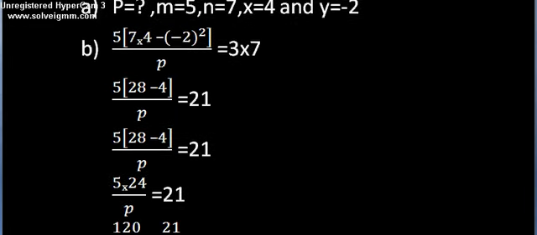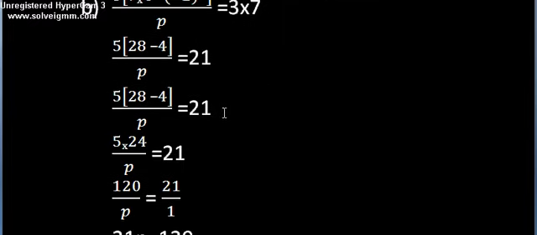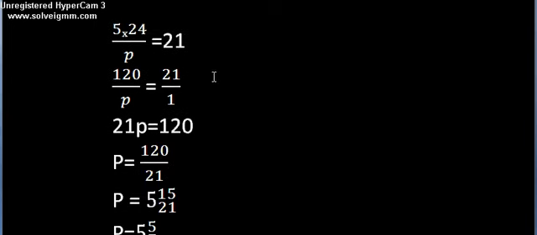So after simplification, it will become 5 into (28 minus 4) over p equals to 21, because minus 2 whole square equals to 4 here. Now this step is the extra step. We can erase this from here. Now 5 into 24, because 28 minus 4 is 24, over p as it is, and equals to 21. Now in the next step, you can write 21 over 1, and then 21p. After cross multiplication, it will become 21p equals to 120, and then p equals to 120 over 21, and then p equals to this one, 5 whole 5 by 7.